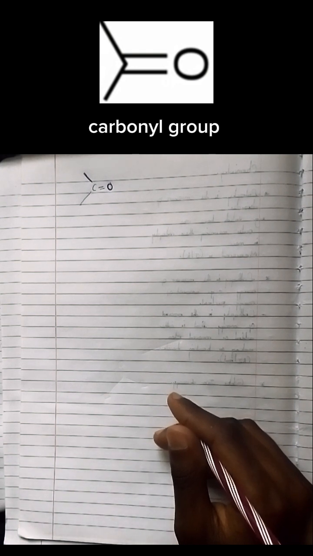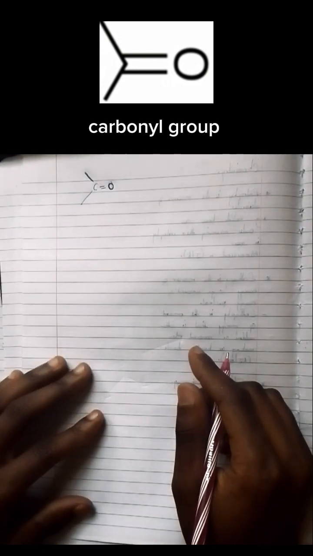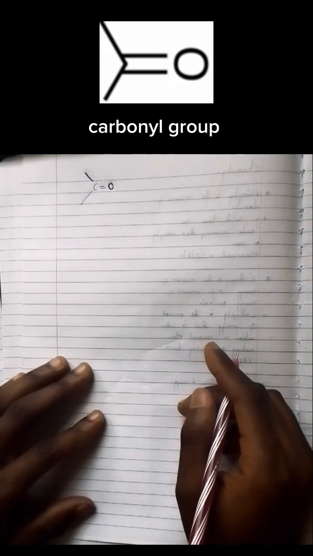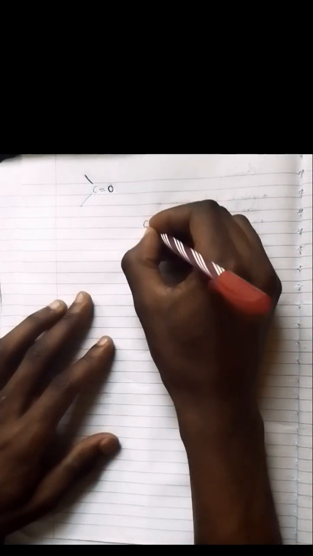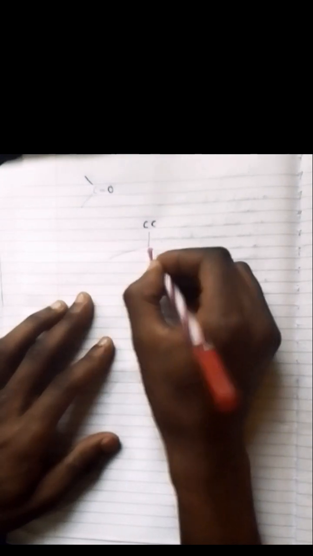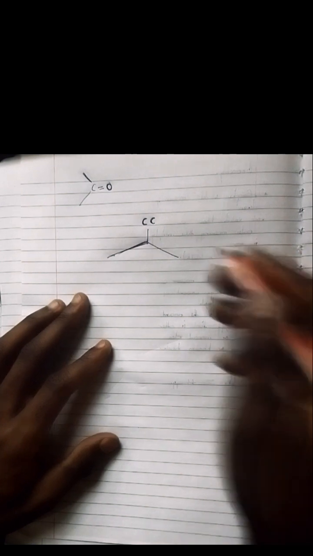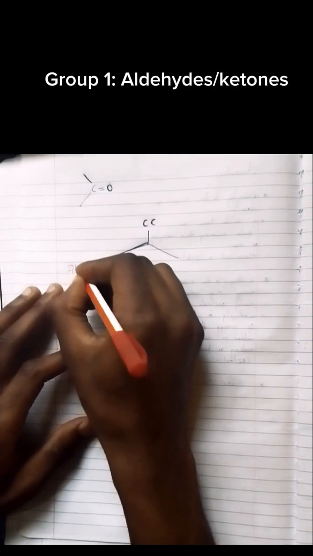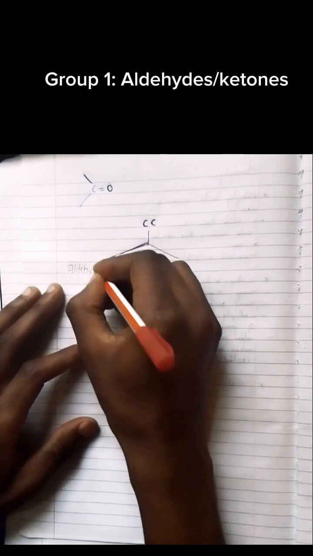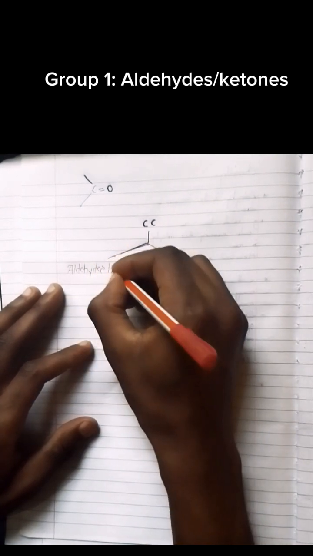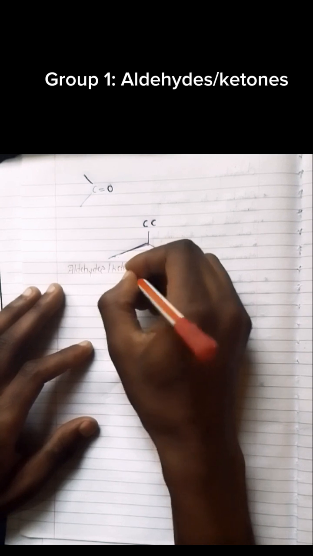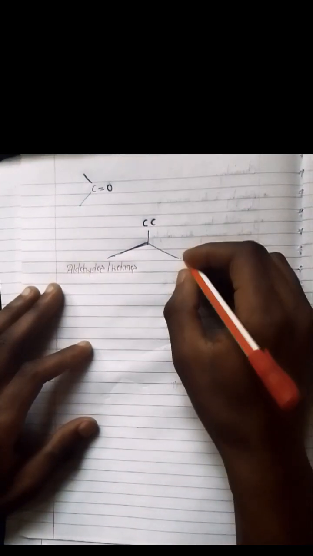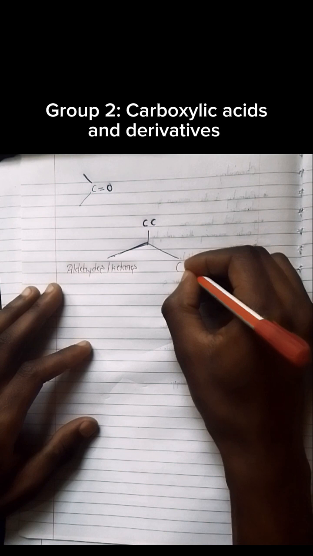and the reason for that is because they make up a majority of the functional groups. So you need to know that carbonyl compounds can be categorized in two. Let me say CC for carbonyl compounds. They can be categorized in two, like that. The first group of carbonyl compounds are the ones we call aldehydes and ketones.